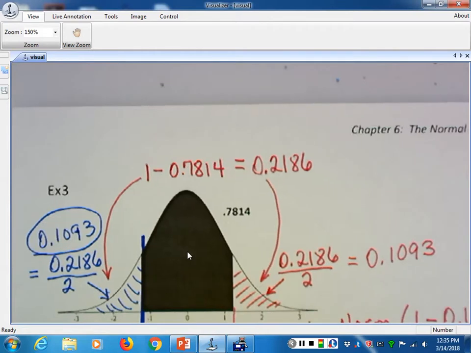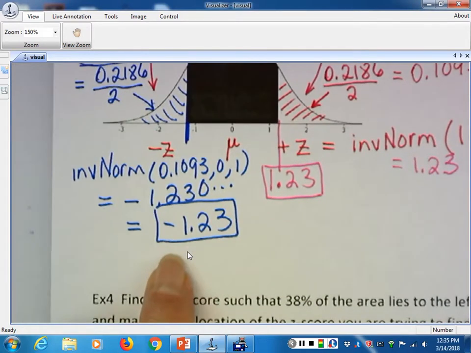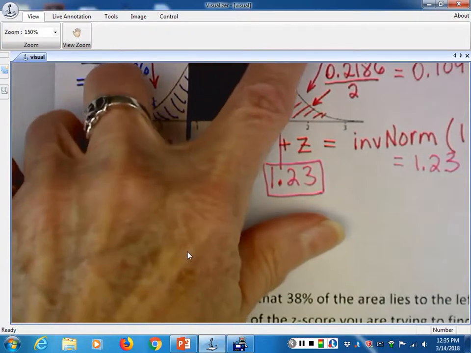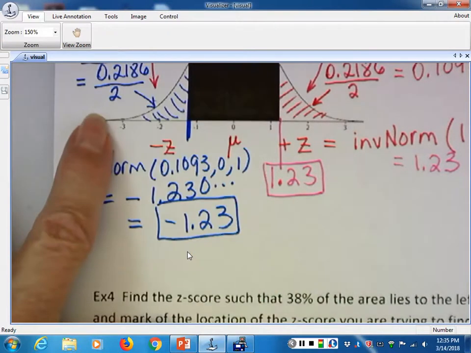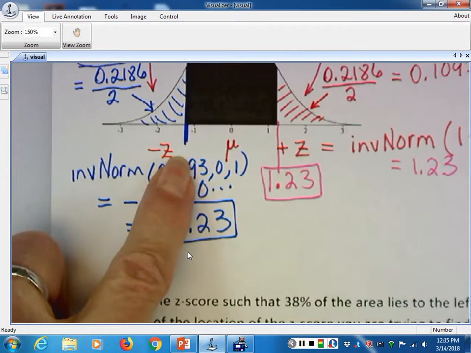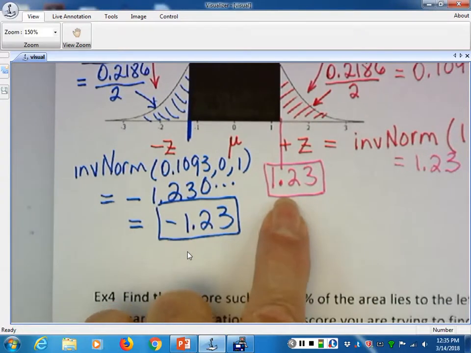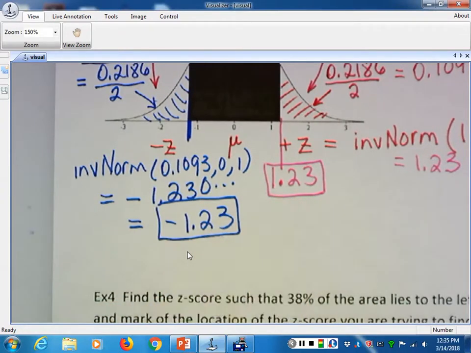Then I had a really easy thing to do, finding the lower number, because once I had subtracted 1 minus 0.7814 and then divided that answer by 2, I was ready to find this answer right then. No problem. And once I found that one, all I had to do was drop the negative sign and give the other answer. So you really only had to do that one time. You didn't really need to do both steps.